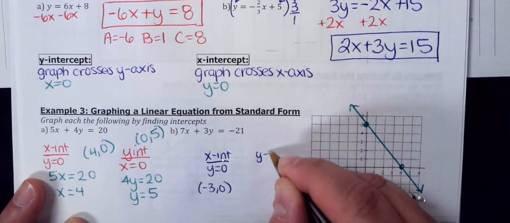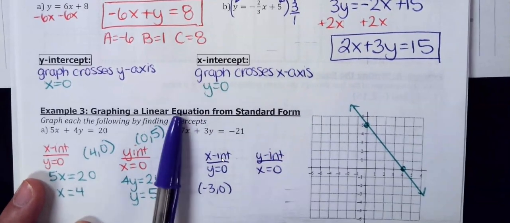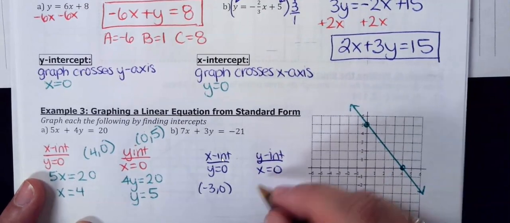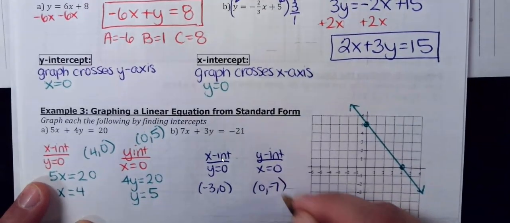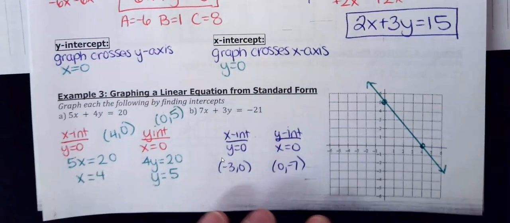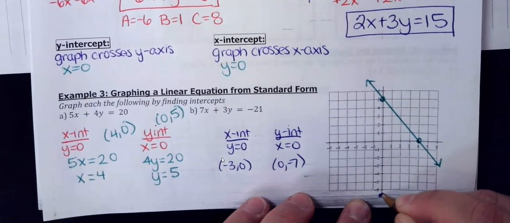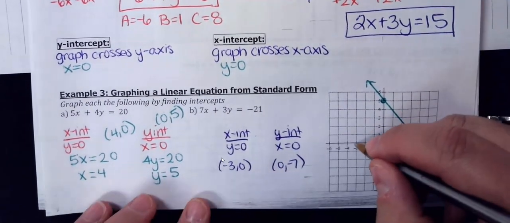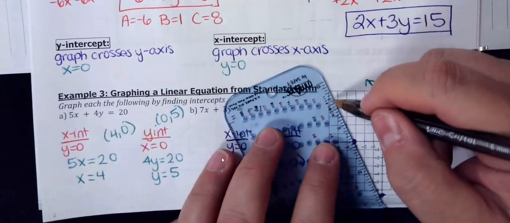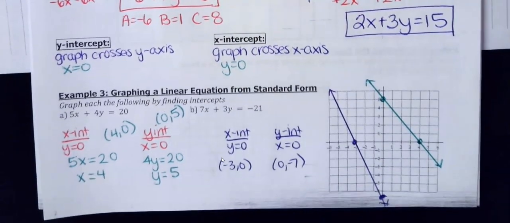What would the y-intercept be? That's just when x equals 0. What would the y-intercept be? What do you think? Perfect, -7. Now that's going to be (0, -7), and you're going to have to forgive me because it's going to go off the graph a little bit. Sorry guys, it only goes down to 6. So I'm just going to come down here just a little bit, (0, -7), excuse me, (-3, 0), and then I'm just going to play connect the dots, and then we're graphing from standard form using intercepts.